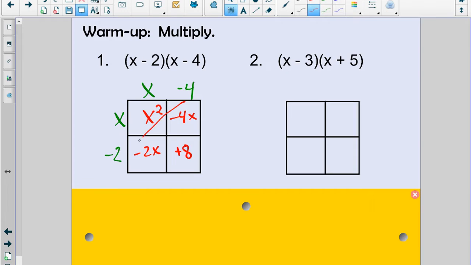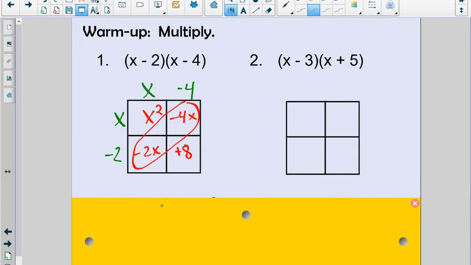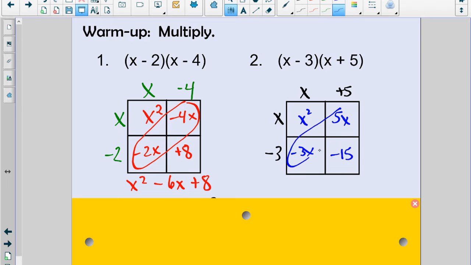So when we put that all together, including combining the like terms, we'll get x squared minus 6x when I combine like terms, and then plus 8. If I do the same thing for example number 2, we have x minus 3 down the side, and then we have x plus 5 across the top. We multiply to get the individual areas and combine like terms when we write our answer. So in this one, we'll get x squared from the first box. We add together the like terms: 5x plus negative 3x is positive 2x, and the minus 15 from the last box.